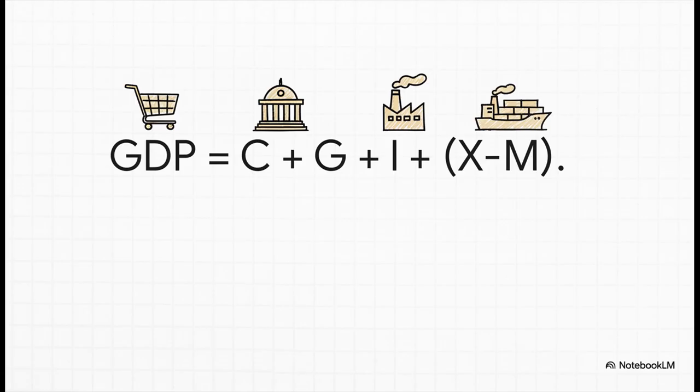Understanding these components is absolutely crucial because policymakers watch them like a hawk. If C, consumption, starts to fall during a recession, a government might decide to increase G, its own spending, to help stimulate the economy. It really is the foundational formula for analyzing economic activity.